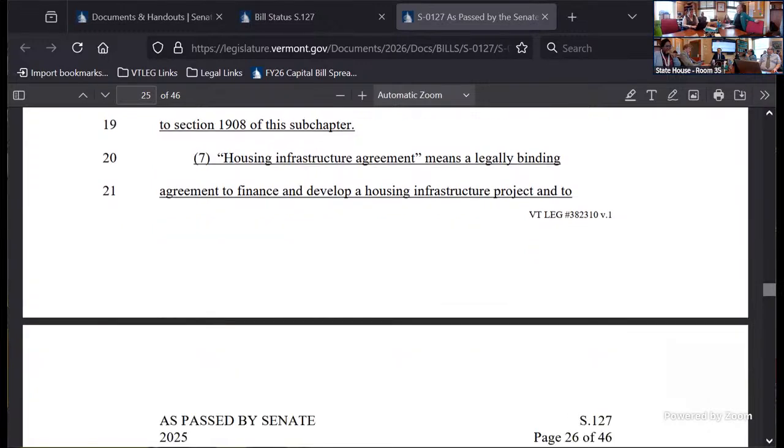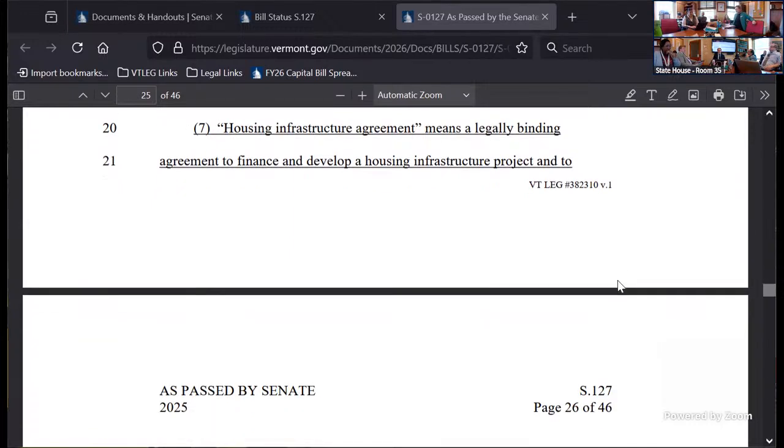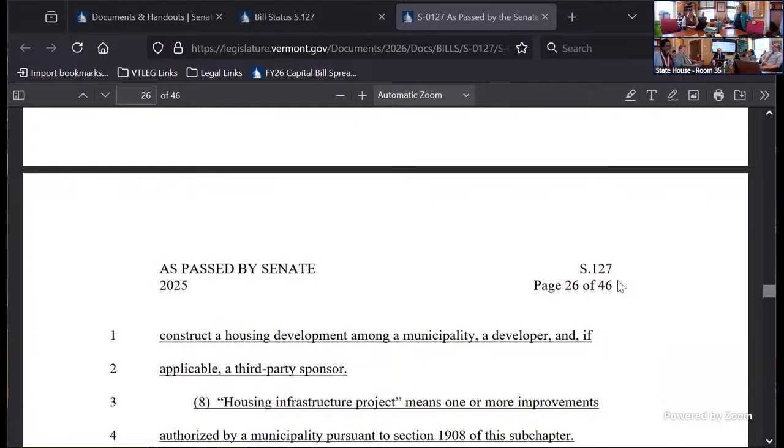It's subdivision 7, the housing infrastructure agreement. Again, we're going to have a whole section on this, but this is the legally binding agreement to finance and develop that housing infrastructure project and to construct a housing development. I just want to keep reminding people, think like big TIF, you're pursuing infrastructure with the idea that housing development will occur.